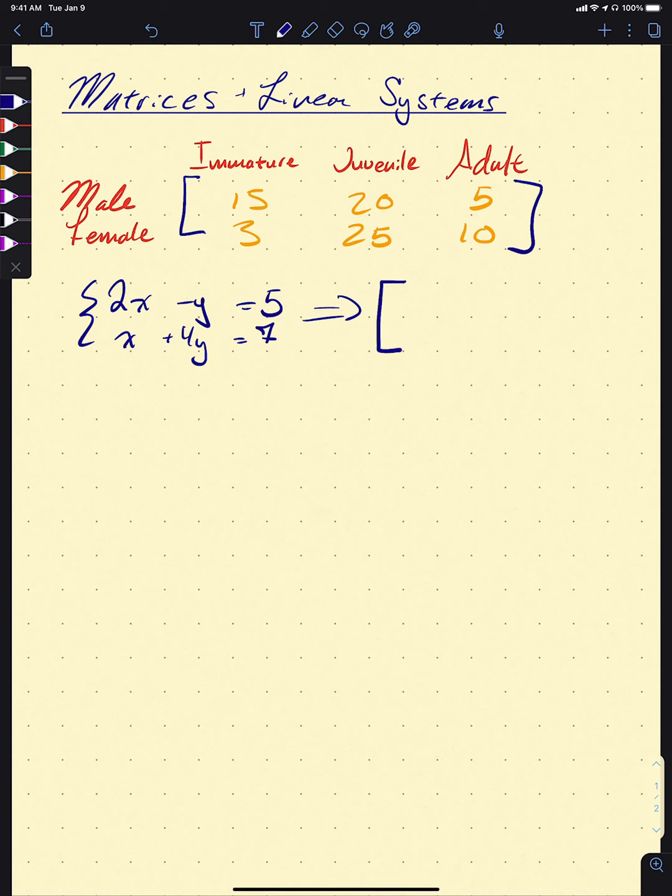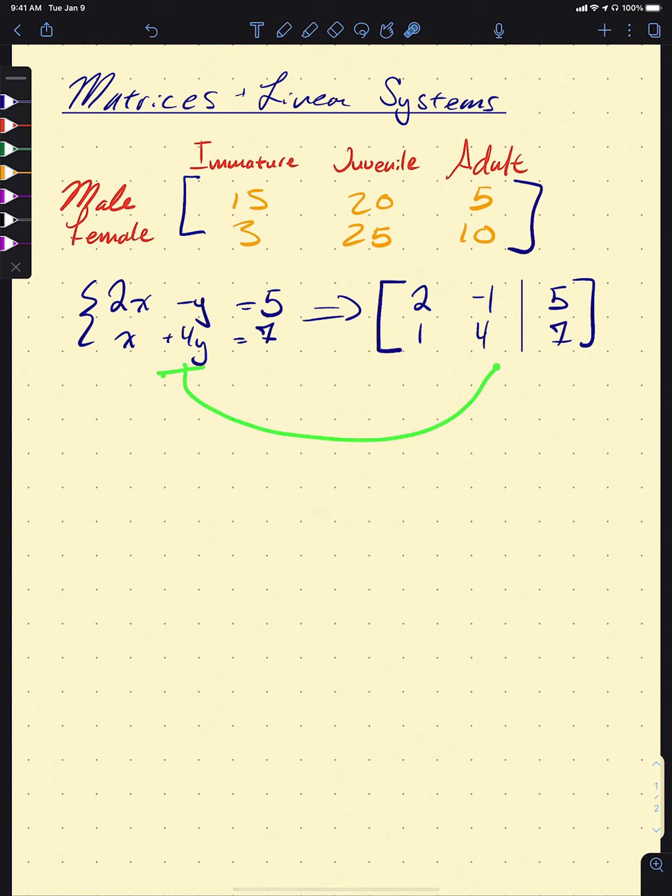And what we do is we have the first column represent our x values, right? So we might have 2 and 1, because those are our coefficients. In our second column, we're going to have our y values, so -1 and 4. Then we're going to draw this vertical line that's going to represent the equal sign, and we're going to have 5 and 7, right? This is our augmented matrix that represents the system.